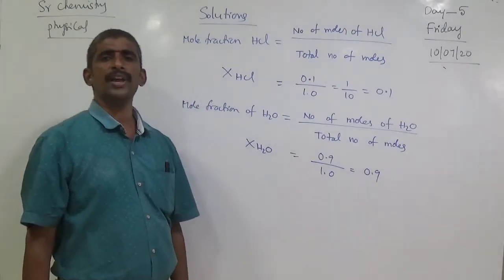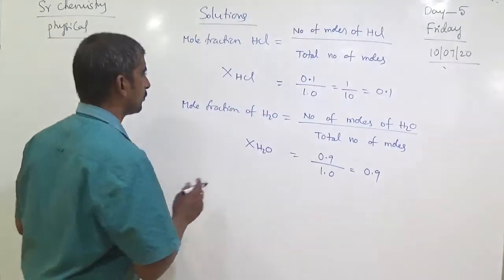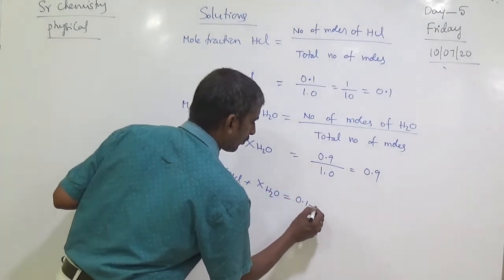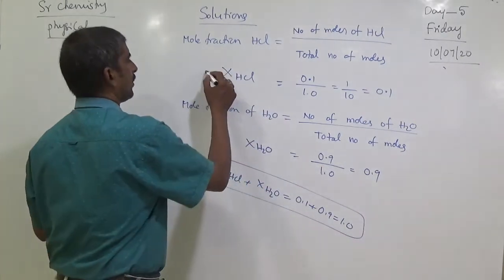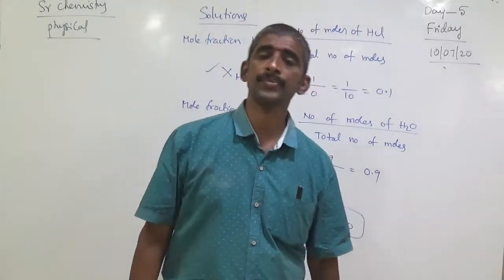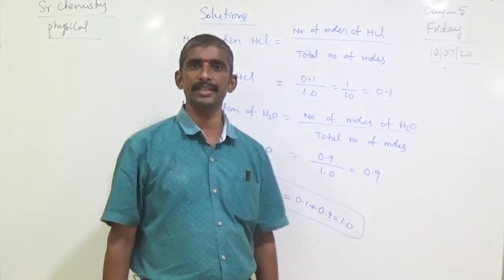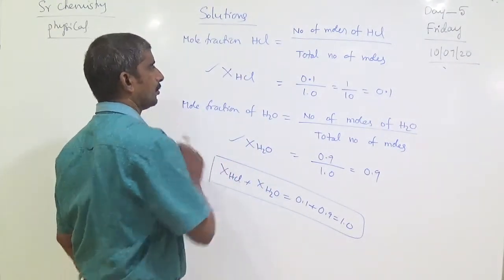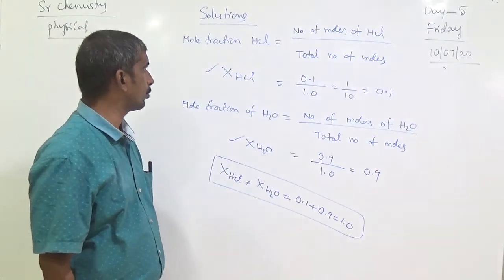We know the mole fraction of all components, solute and solvent, in a mixture equals 1. That means mole fraction of HCl plus mole fraction of water equals 0.1 plus 0.9, that equals 1. That is also completed. Mole fraction is a concentration term. Remaining two are pending. Next one is molality, which is also important. I will explain the next concentration term.